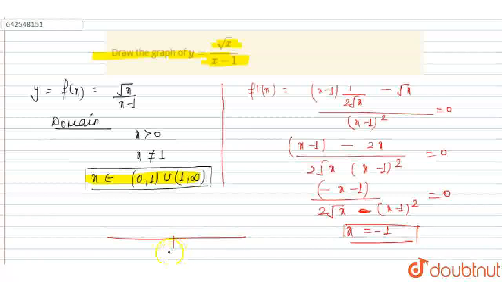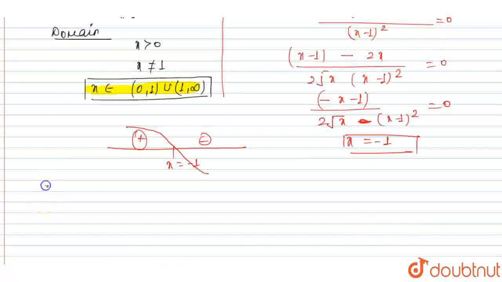When we plot on this curve, at x is equal to minus 1, when we take a value less than x is equal to minus 1, we get a positive value, and when we take a value greater than x is equal to minus 1, we get a negative value. Then the curve looks like this. And function f(x) is not defined at 1, x is not equal to 1.